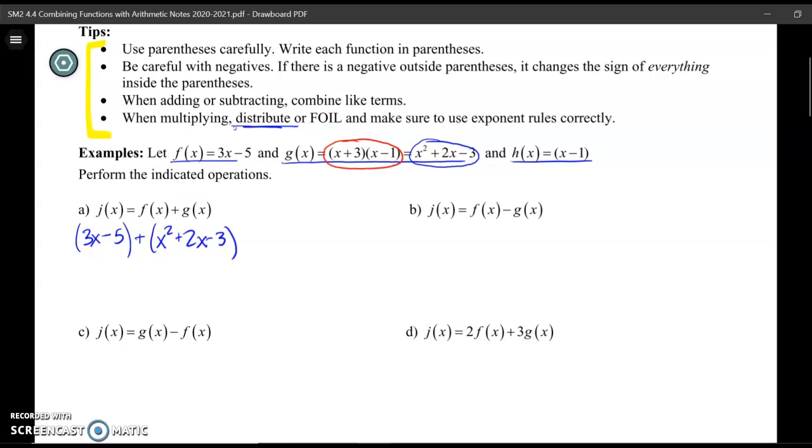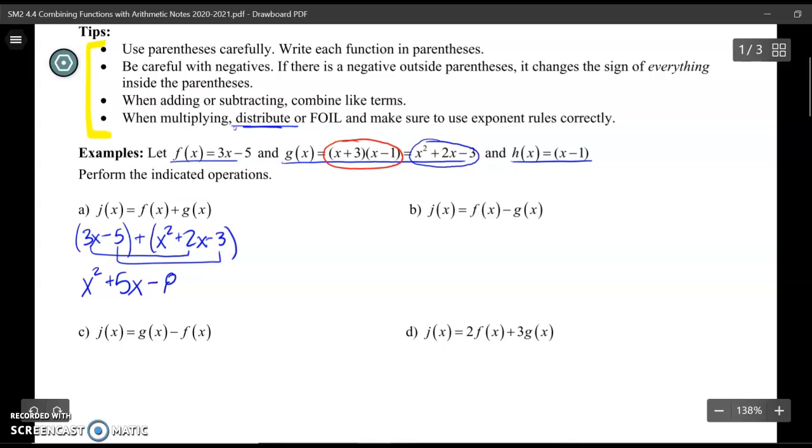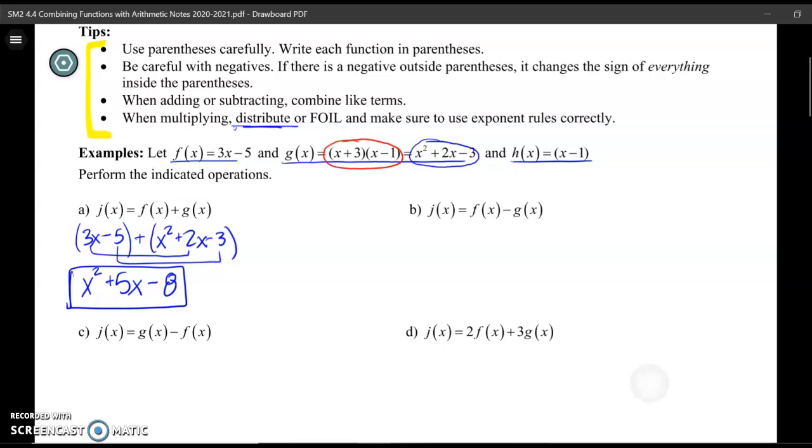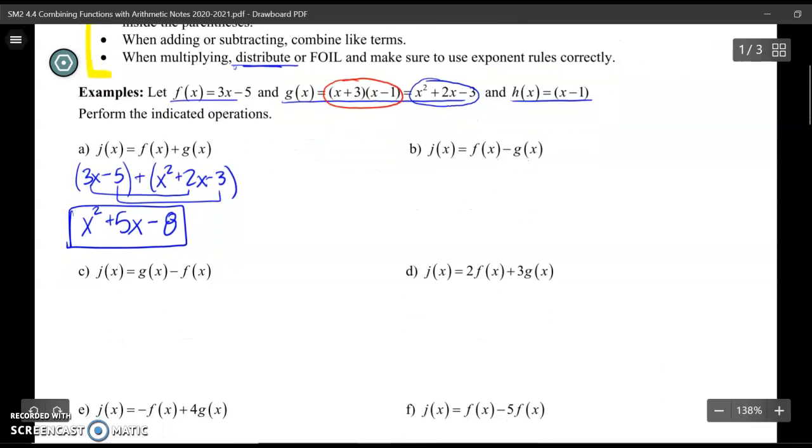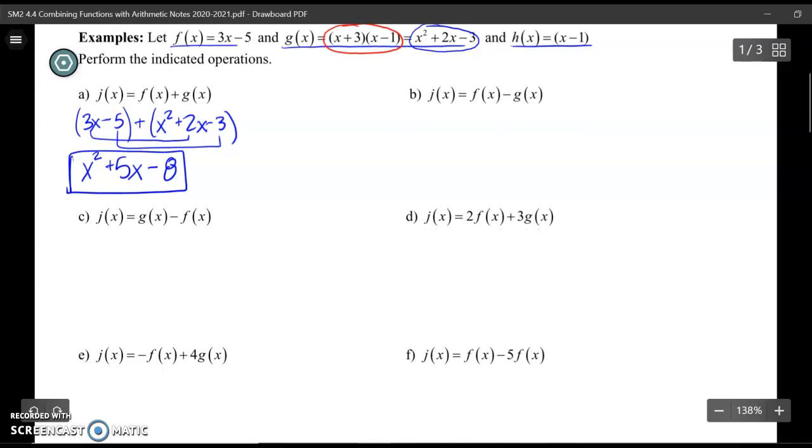I'm just adding two polynomials together. So I have an x squared, I just have 1. I have a 3x and a 2x that I can combine to give me 5x. And then I have a negative 5 and a negative 3 that combine to give me a negative 8. So this x squared plus 5x minus 8 is my final answer. Okay, I'm going to let you guys do B and C on your own.